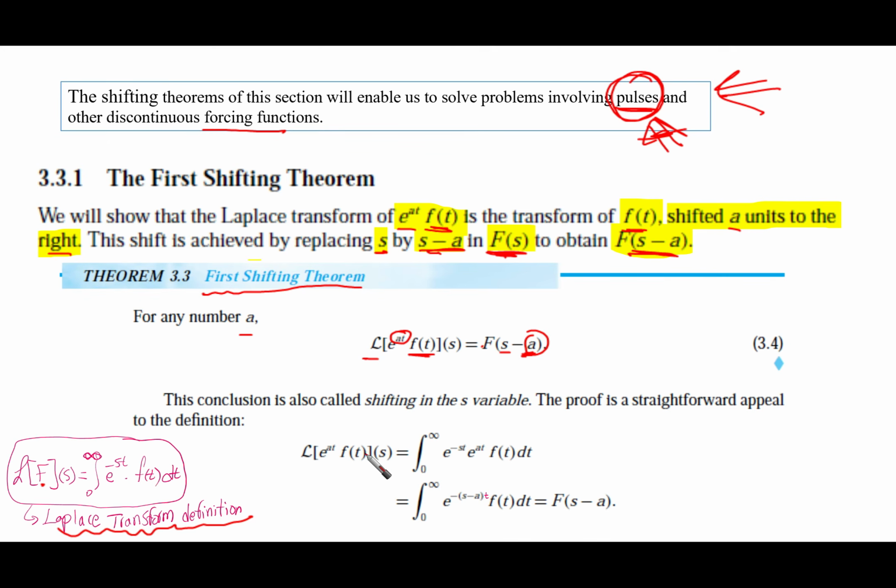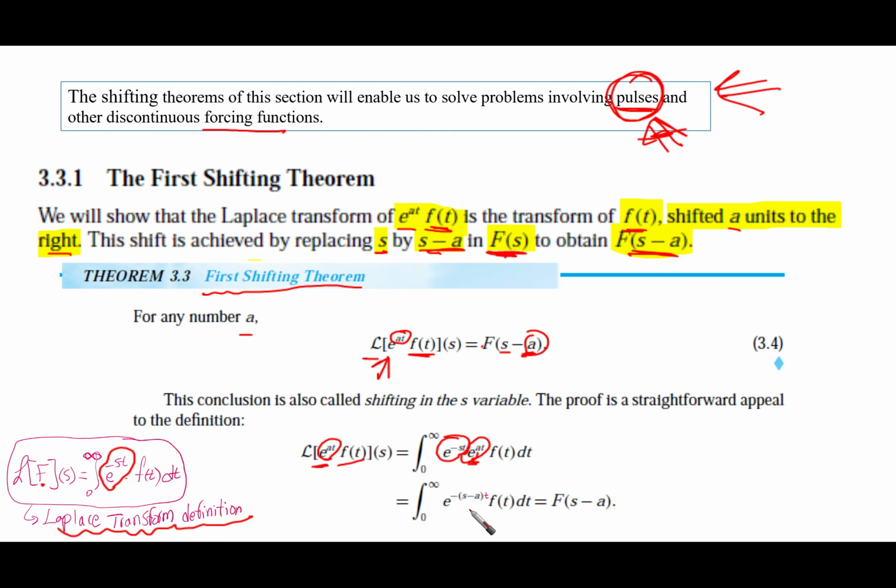Right? So here we have e raised to at, which is this term, times f of t. So we're going to have the integral from 0 to infinity of e to the minus st times e to the at. Right? This is our main function. This is the definition of the Laplace transform, just multiplied by e to the at here.